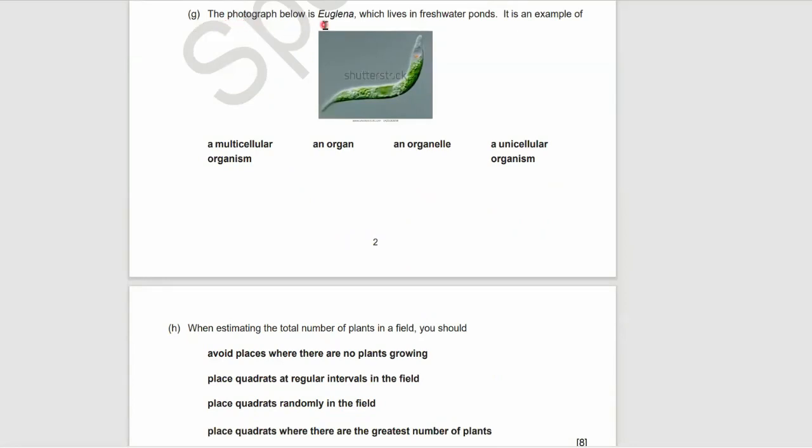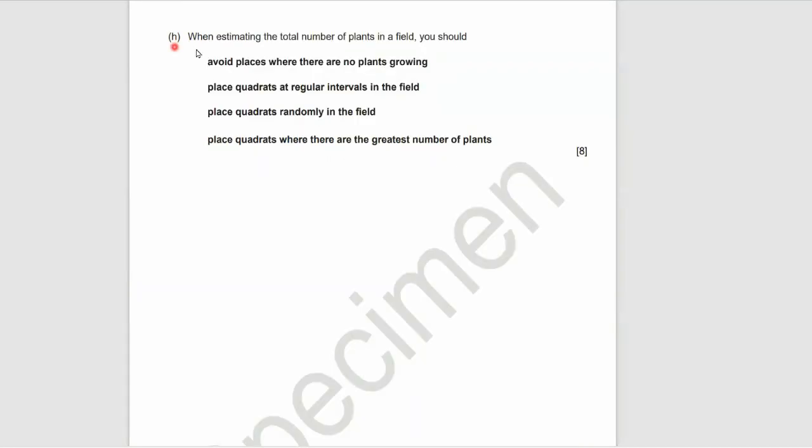The photograph below is Euglena, which lives in freshwater ponds. It is an example of a multicellular organism, an organ, an organelle, or a unicellular organism. It's made up of one cell, so it's not multicellular. It's not an organ. You can't have an organ unless you have lots of cells. And it's not an organelle. Organelles are structures we find within cells. It's a single-celled organism just made of one cell. It's a unicellular organism.